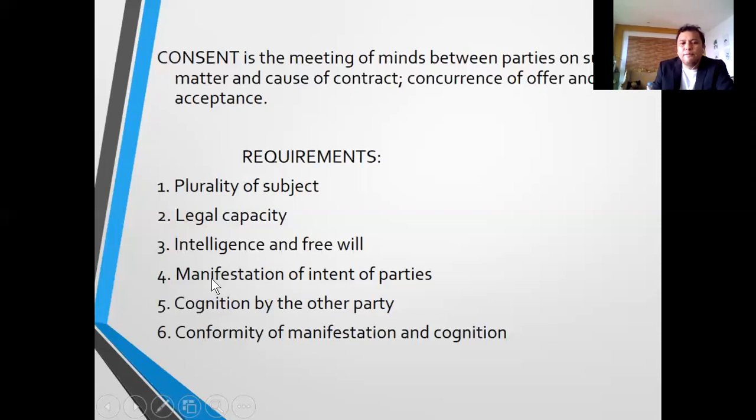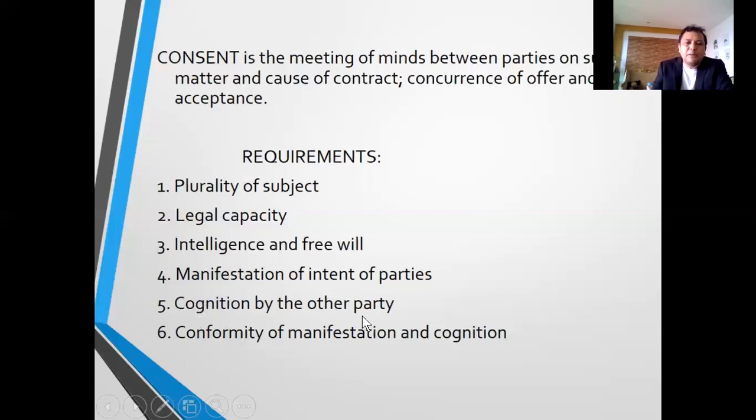The fourth requisite is that the intent of the parties must be manifested. So for example, if the buyer is going to buy a house, he must manifest that and show it to the owner of the house: I like your house because it is in the hillside and I like properties in the hill. And also it is closer to my place of work. So at least the intent must be manifested.